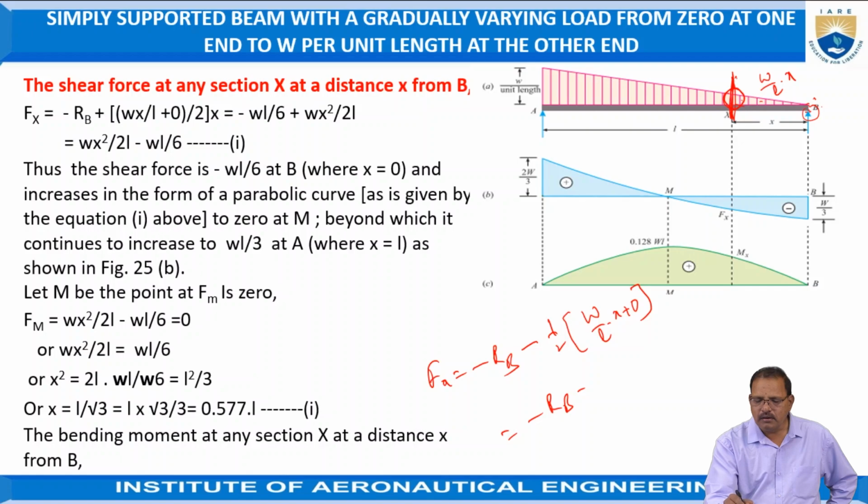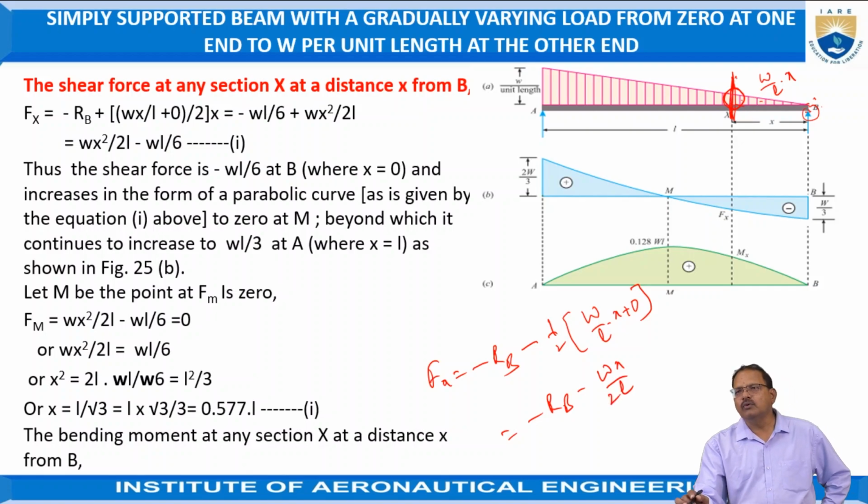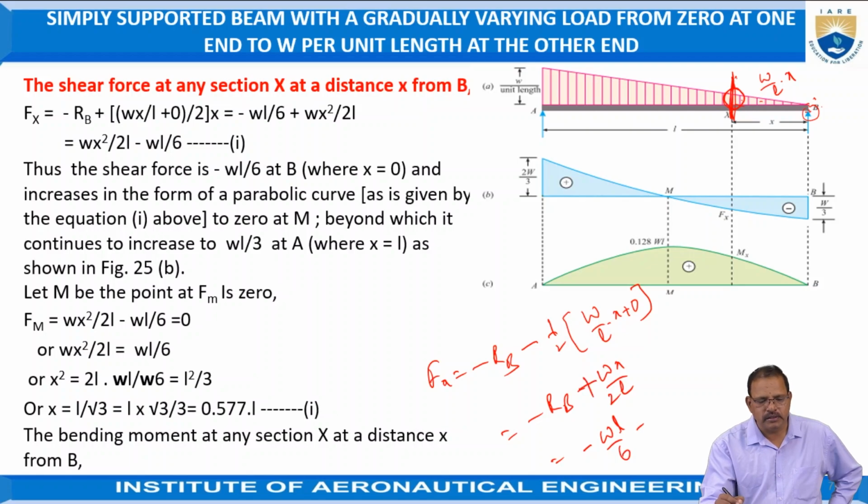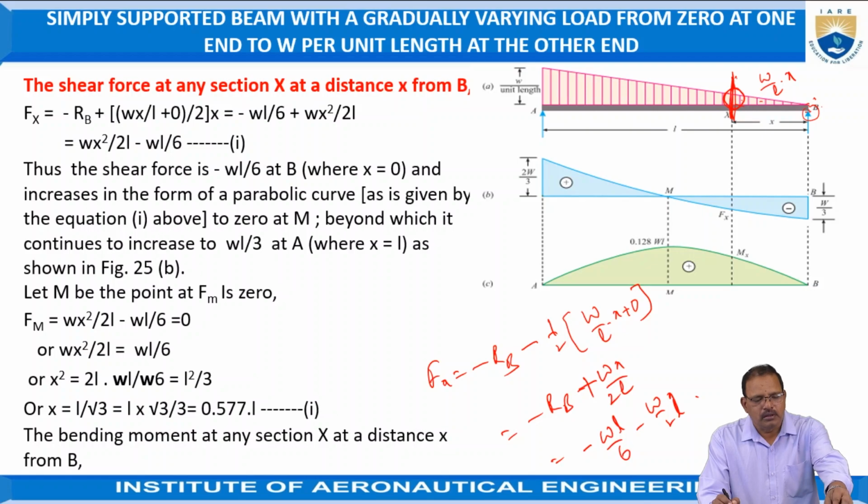So Fx is equal to minus RB plus Wx by 2L. From these relations, RB is equal to WL by 6, and the load is a positive value acting downward, which is Wx by 2L. Thus the shear force is WL by 6 at B, where X is equal to 0, and it increases in the form of a parabolic curve because it depends upon the square of the distance.